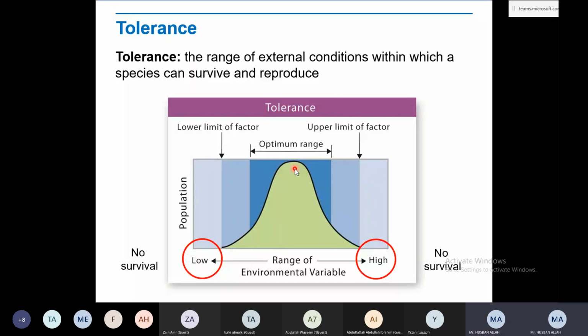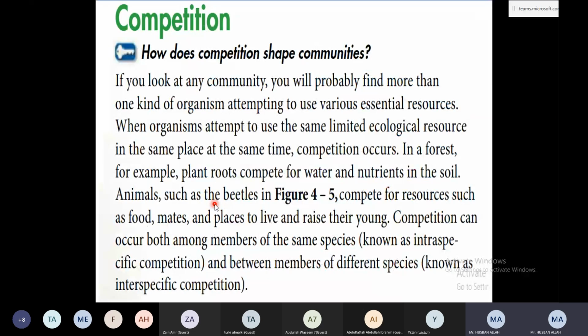So you can see here there will be no survival, right? Just as shown here. Okay. The next point which we are going to discuss is competition. Page 100. How does competition shape the community?